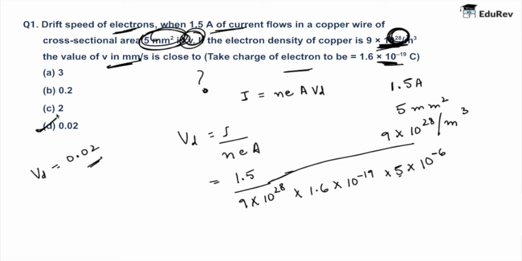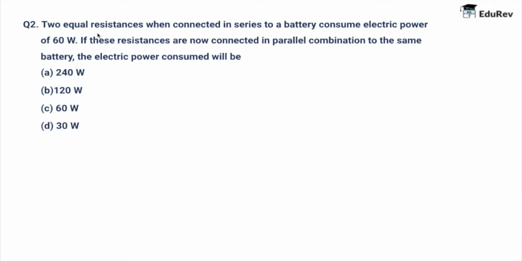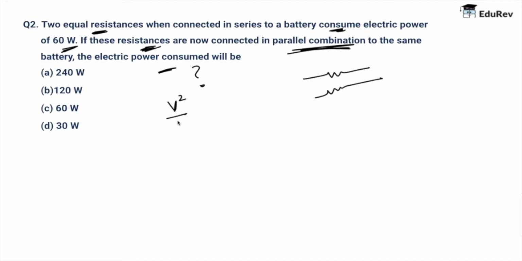Now, coming to the second question. The second question states: two equal resistances when connected in series to a battery consume electric power of 60 watt. Now, if these resistances are connected in parallel to the same battery, what is going to be the electric power consumed? So the power consumed when two resistances are in series is V² by 2R, and we know this is 60 watt.